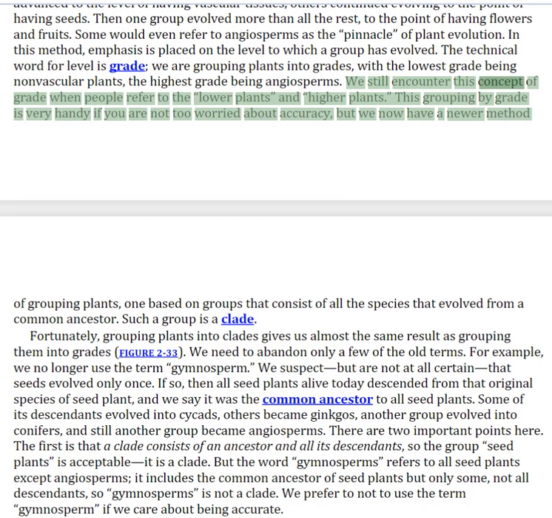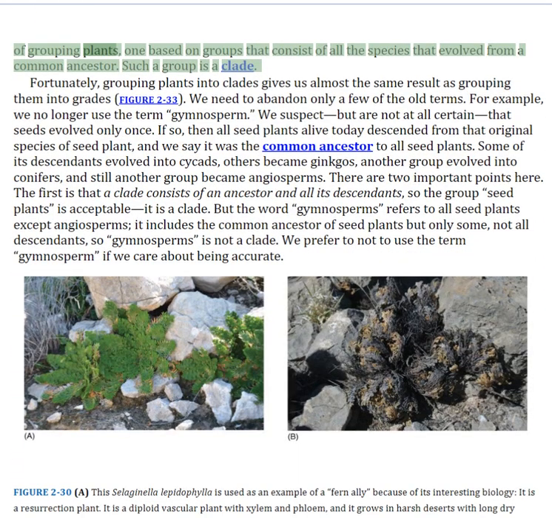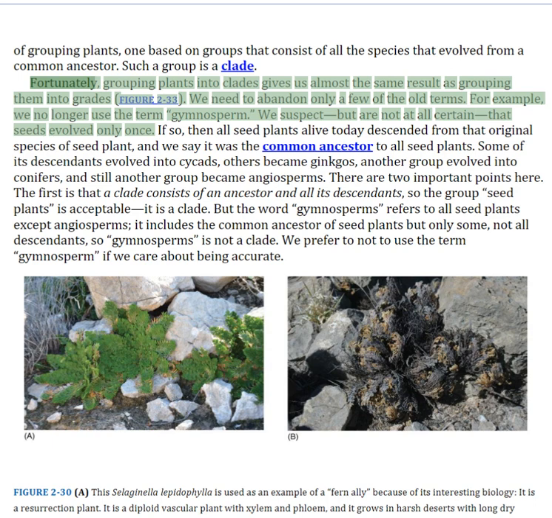We still encounter this concept of grade when people refer to the lower plants and higher plants. This grouping by grade is very handy if you are not too worried about accuracy, but we now have a newer method of grouping plants, one based on groups that consist of all the species that evolved from a common ancestor. Such a group is a clade. Fortunately, grouping plants into clades gives us almost the same result as grouping them into grades. We need to abandon only a few of the old terms.